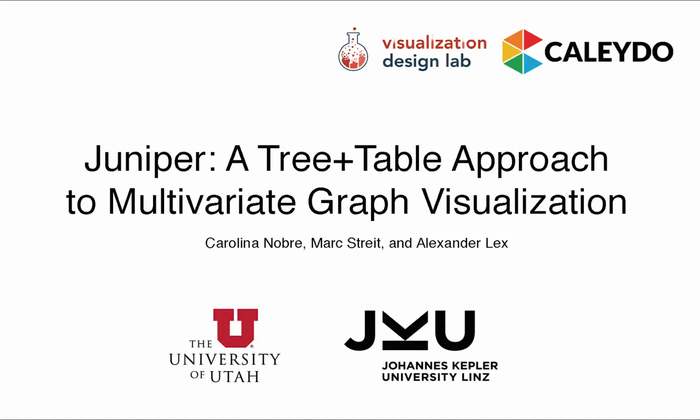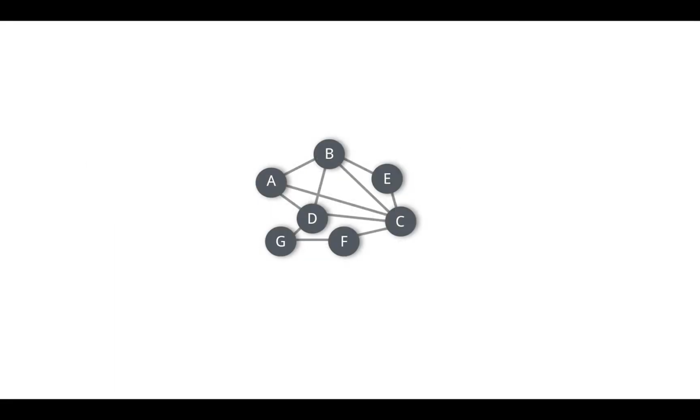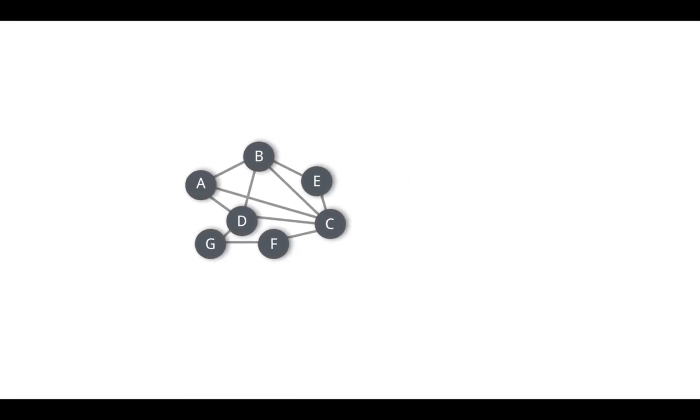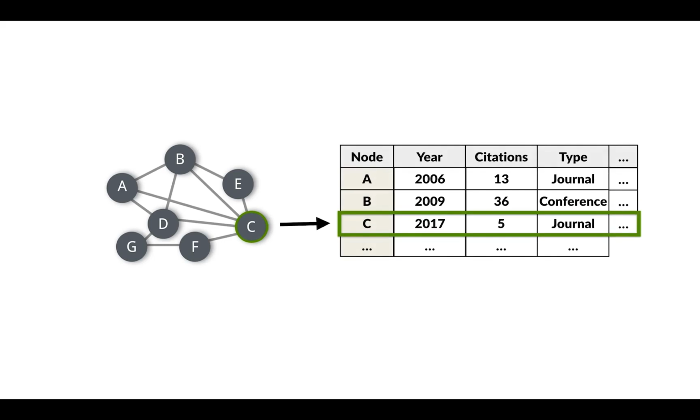Juniper is a technique for tree-based visualization of multivariate graphs. A multivariate graph consists of nodes and links that make up the topology and of attributes associated with the nodes and edges. Visualizing both topology and attributes at the same time is a difficult problem, especially for larger graphs.